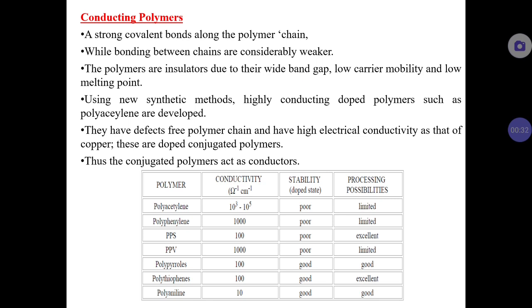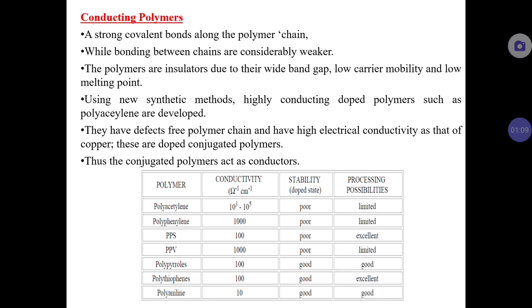Along the chain, it has a very strong covalent bond, but between the chains, it is considerably weaker, very similar to a graphite material. If you take graphite, along the hexagonal layers, it possesses very strong covalent bonding, but between layers, it possesses weak metallic bonding. Very similar is possible in certain polymer materials. So polymers are insulators due to their wide band gap, low carrier mobility, and low melting point.